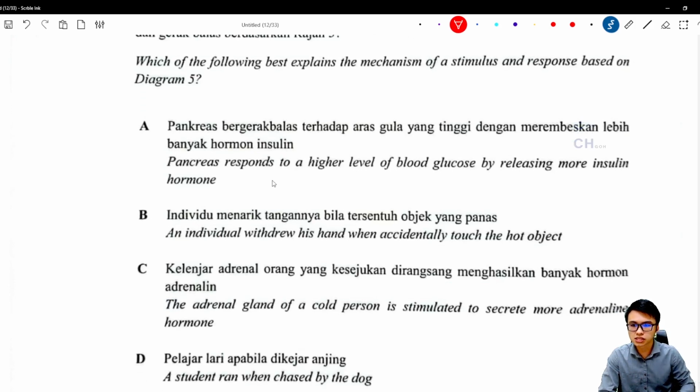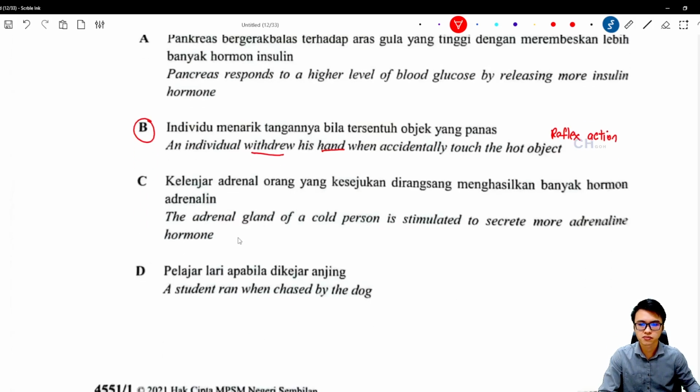The only answer here should be B, because we drew his hand. This is something very fast. It is a response that is very fast, that you will not think twice about. You just remove your hand without thinking, should I remove or not? So this is what we call the reflex actions.